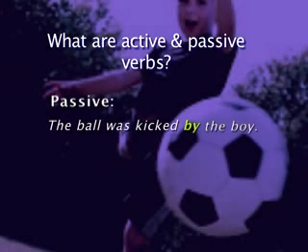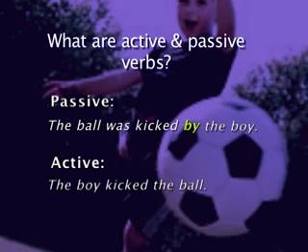Here's an example sentence written in both passive and active voice. In the passive sentence, the subject is the ball, but the ball isn't performing any action. Instead, it's being acted upon. To fix a passive sentence, just make sure that the subject of the sentence is performing, not receiving, the action.